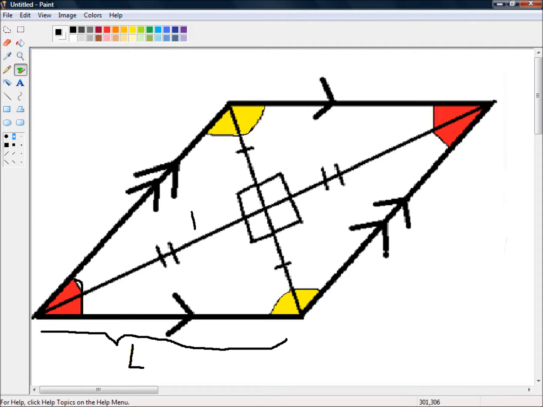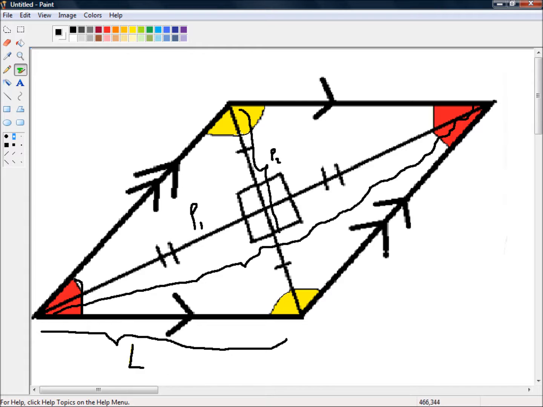I'm going to call it P1, P for perpendicular bisector. I'm going to call that P1, and this P2. So P1 is this entire length here, and P2 is this entire length here. So you're given the length of these diagonal perpendicular bisectors, but you're not given the actual length of the rhombus. How would you go about finding the area then?